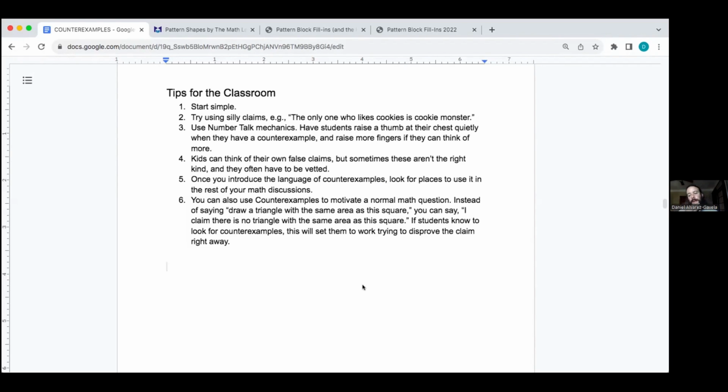So tip number 4, again, we were thinking of when kids make their own false claims, but sometimes these are the right kind. Yeah, so you can definitely ask students to come up with their own false claims for other students to come up with counterexamples, but of course you might have to do some quality control, because not all of the false claims that the students come up with will work.